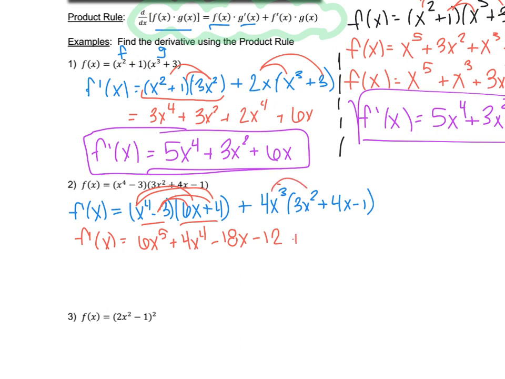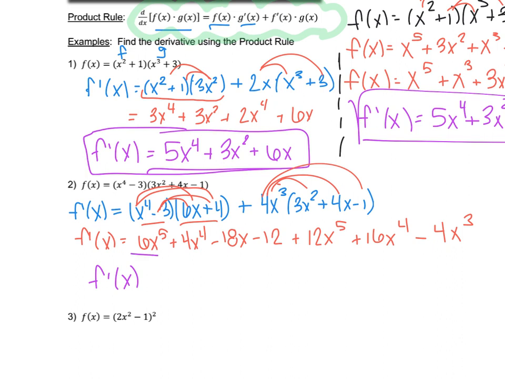So that's going to be plus 12x to the 5th, plus 16x to the 4th, minus 4x cubed. So all we've done is apply the power rule here, expand here, and now we'll combine like terms, and then we'll be finished with this problem.